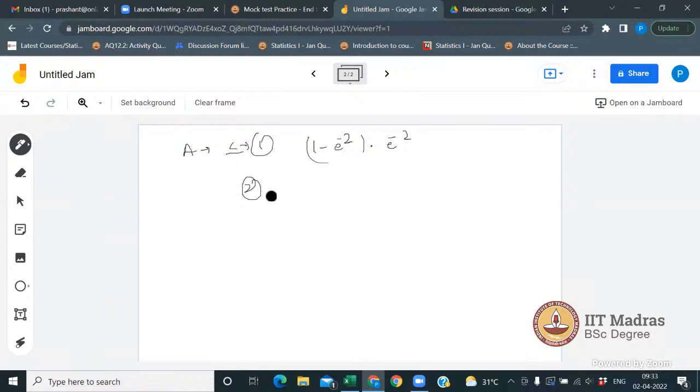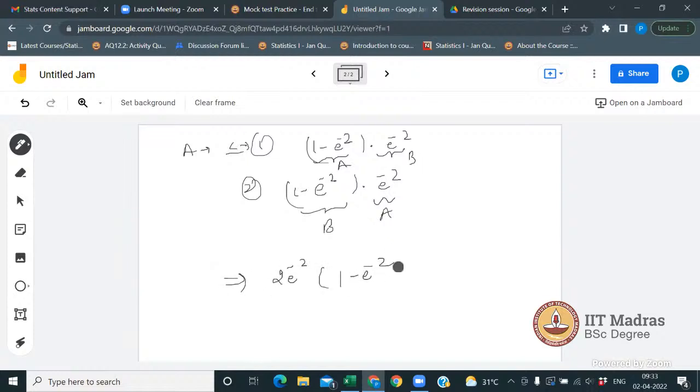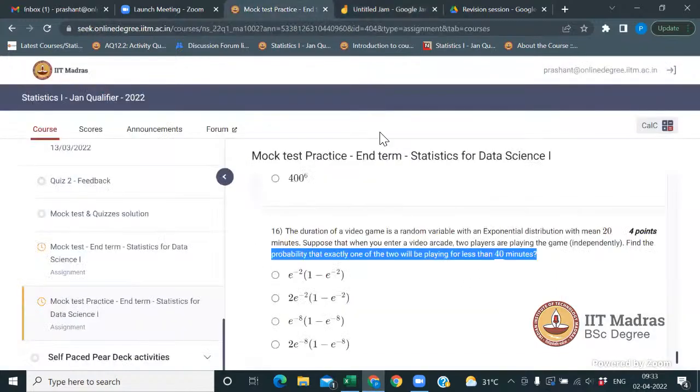Second case can be B is playing less than 40 minutes and A is playing more than 40 minutes. So we have to take two cases and then add them. So it will be 2 times e raised to power minus 2, times 1 minus e raised to power minus 2. Okay, I think this is the correct one.